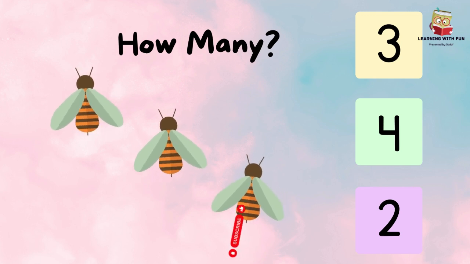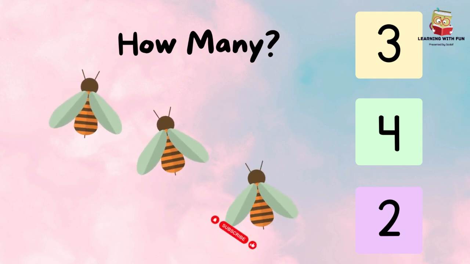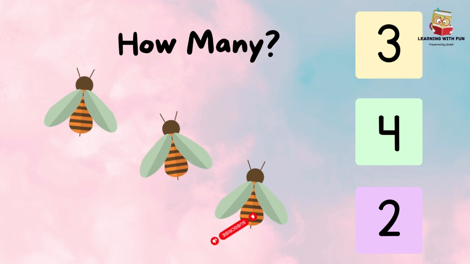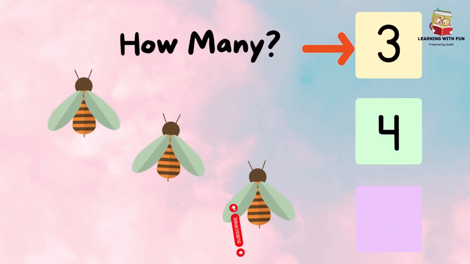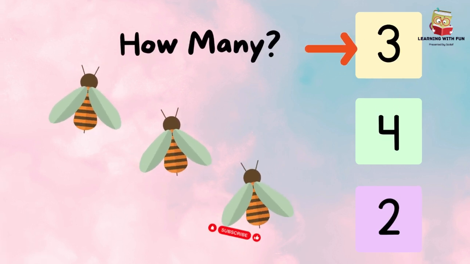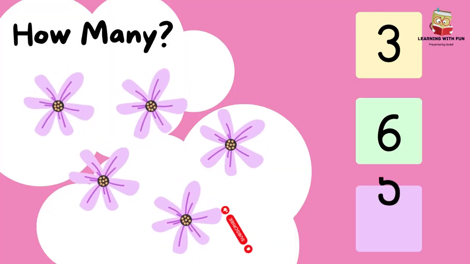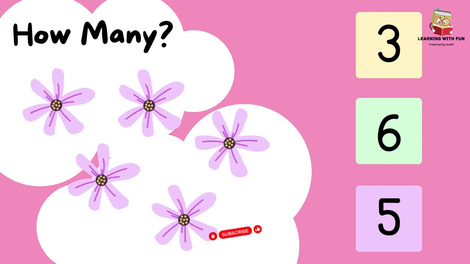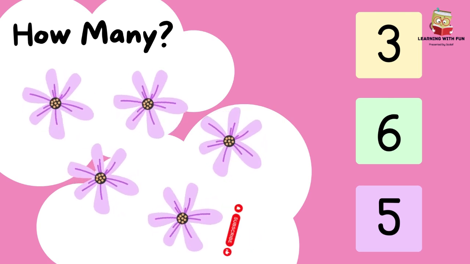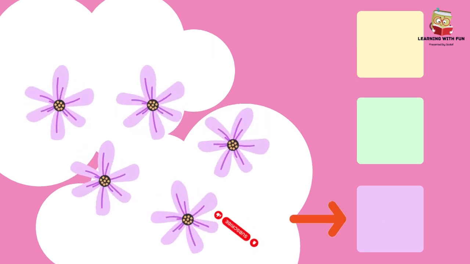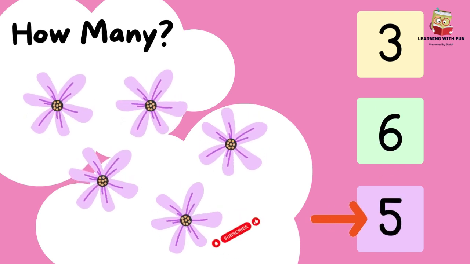How many honeybees do you see? 3, 4, or 2? 3. How many flowers do you see? 3, 6, 5. 5.